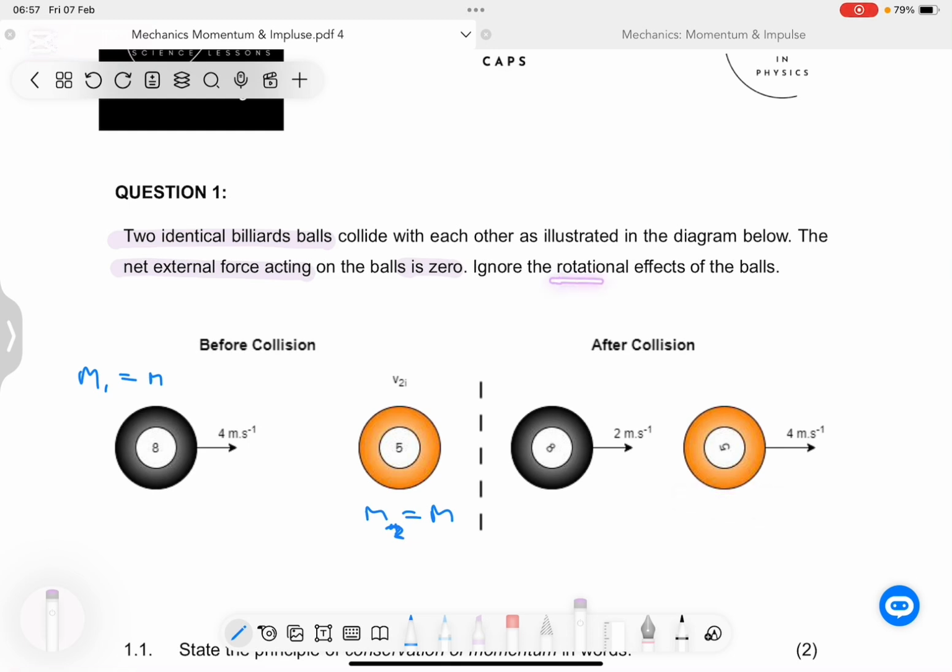Now, these effects are ignored because when this rotational motion takes place of these balls, we have things called angular momentum, angular speed or velocity, and we also have a concept called moment of inertia. All those things at high school level, we don't study them. So what they're saying is do not worry about including those here, so that this question becomes much more simplified and fits well into our syllabus.